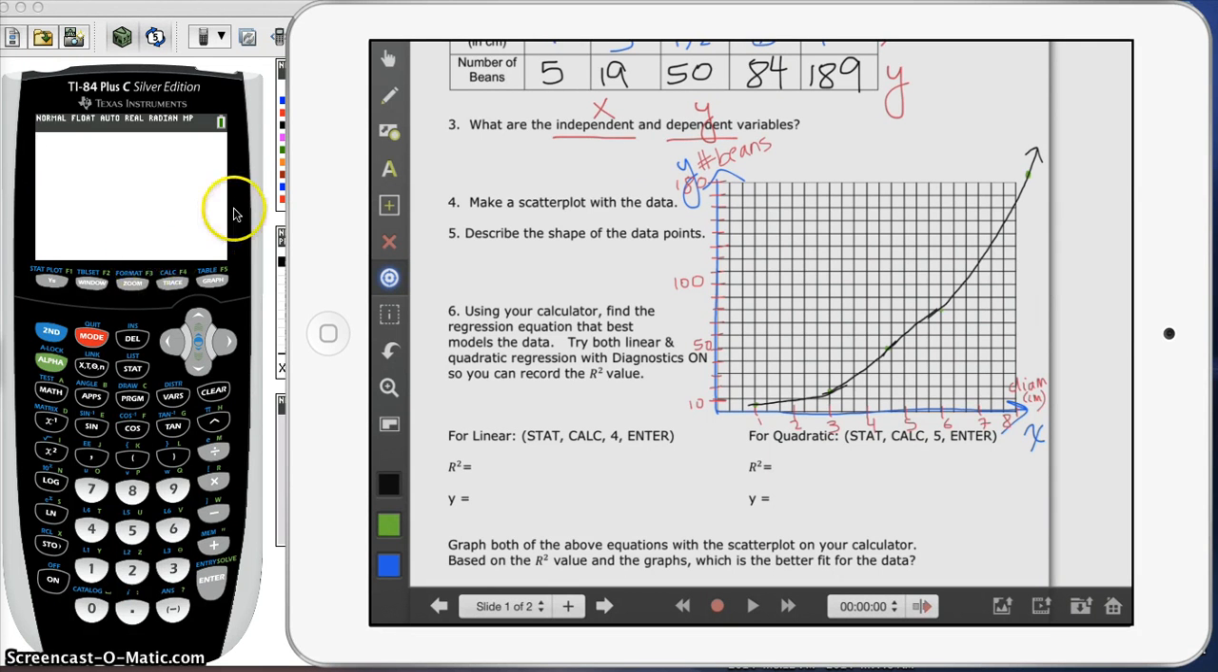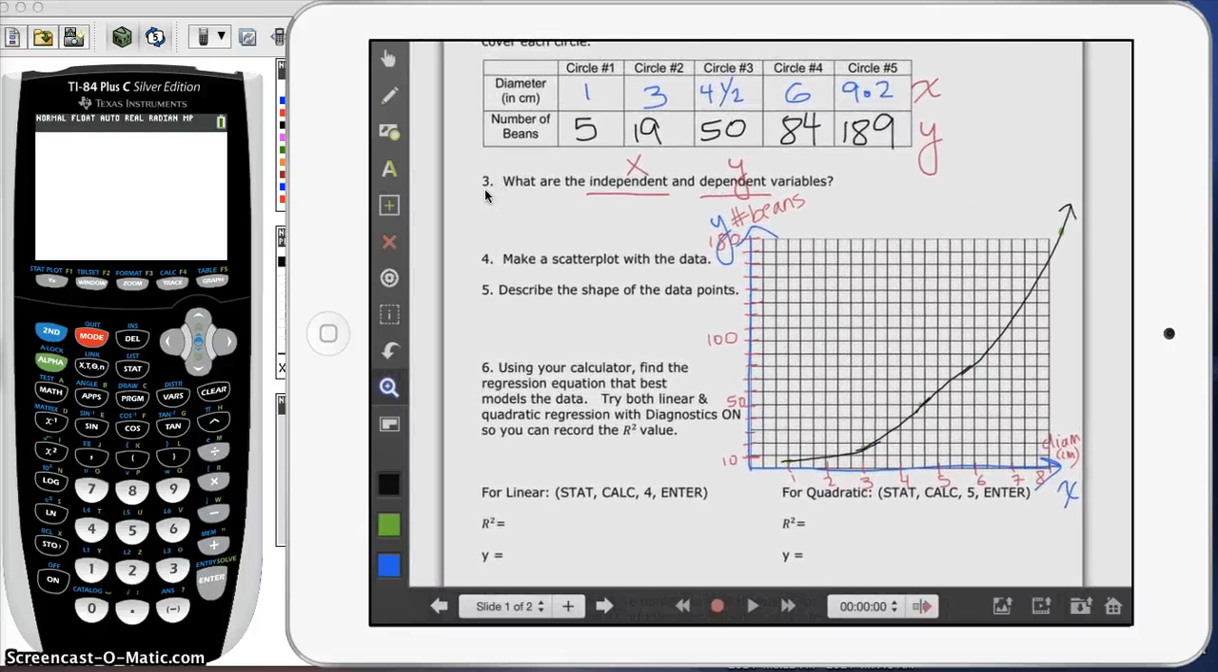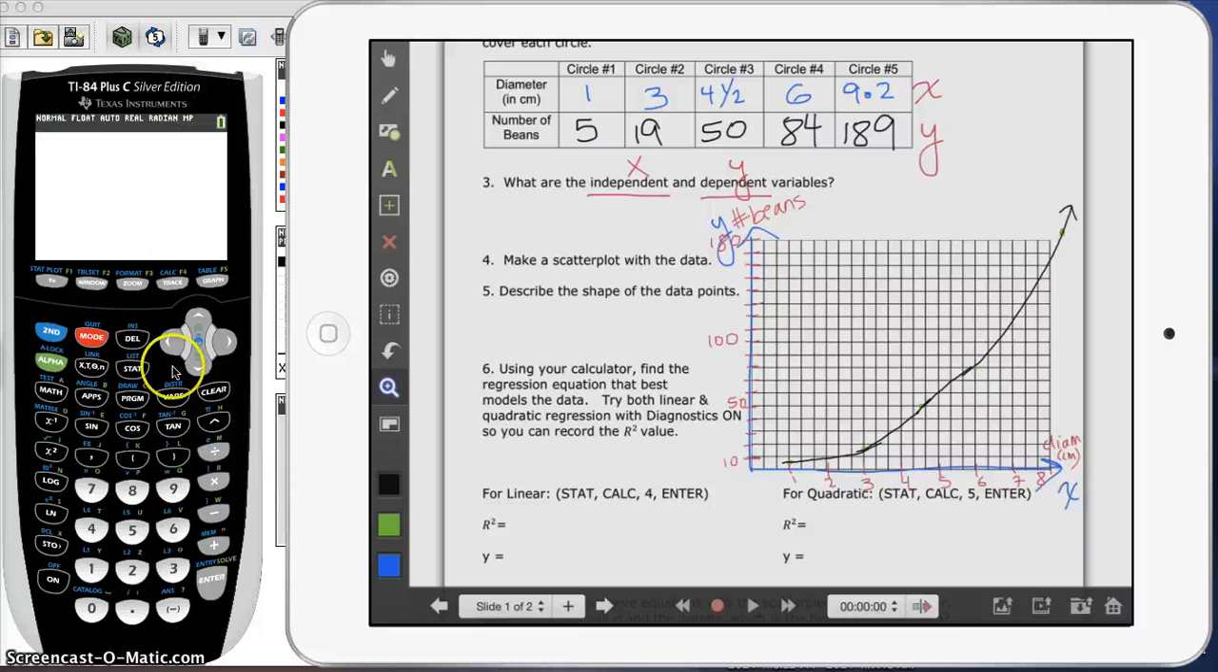So let's go. What I want you to do is go ahead and enter the data in your calculator. So pause the video. Do you remember how to do that? You go to Stat, Edit. You put your x values in L1, y values in L2. So go ahead, pause the video, do that, and then continue. Now, as you can see, I entered my x values and y values. Remember, you go to Stat, Edit, Enter, and you put x in L1, y in L2.